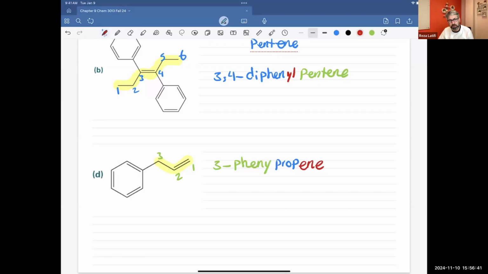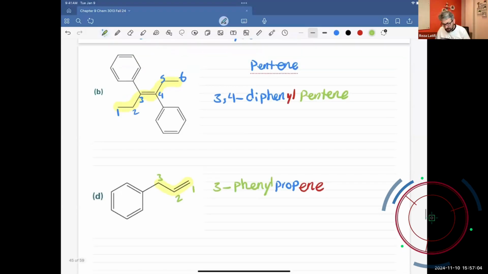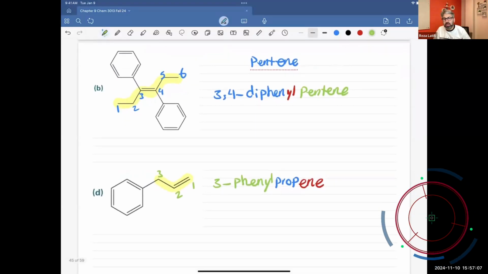3-phenyl propene. And when you say 3-phenyl, okay, I forgot the L here, 3-phenyl, you already showed the position of the double bond. Phenyl is 3 carbons far from the double bond. So no need to say where the double bond is, because you already mentioned it by saying the position of the phenyl relative to the double bond. And this is going to be the end of this lecture, and thank you very much.